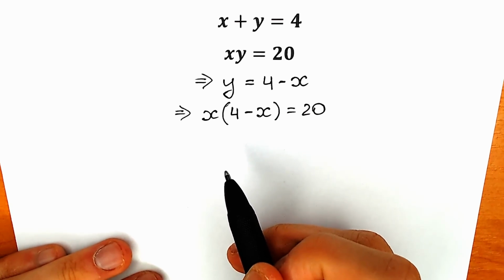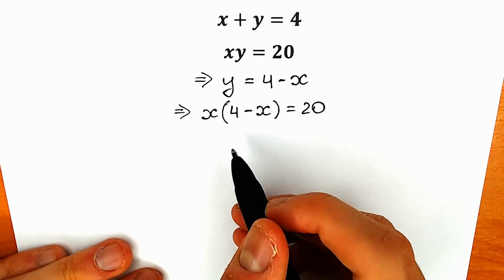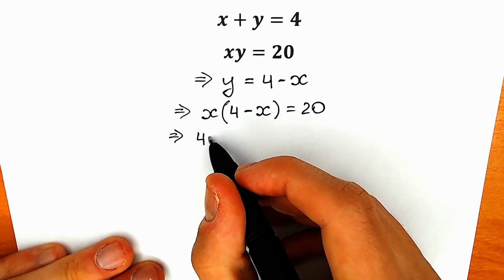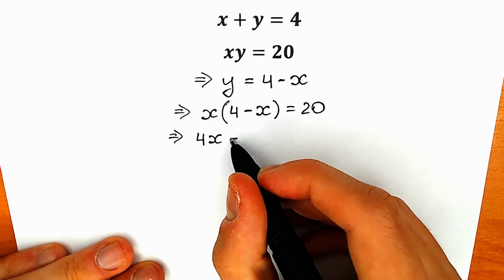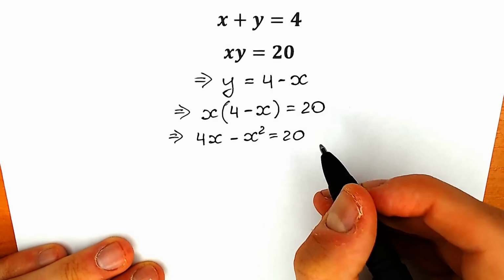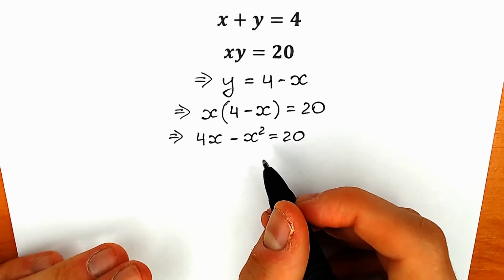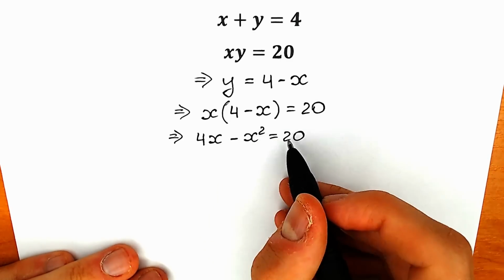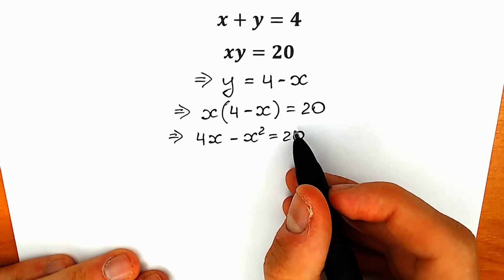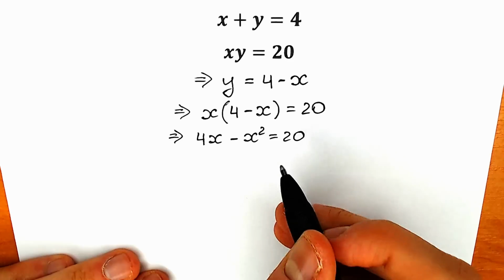Right now, let's simplify this a little bit. We can easily multiply this x by the parentheses. As a result, we have 4x minus x squared equal to 20. It looks like this is a quadratic equation. Here we have the second power, the first power, and a constant, but it's not in a great order. So right now let's bring this 20 from the right side to the left side.